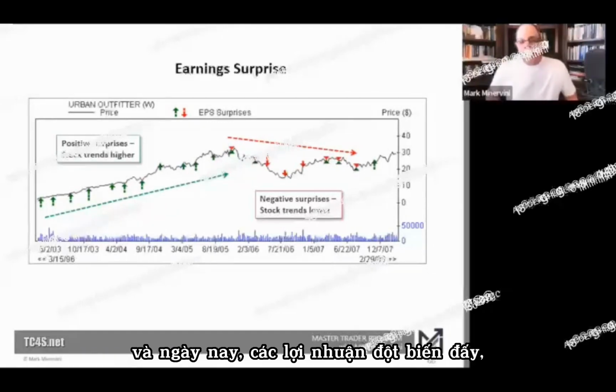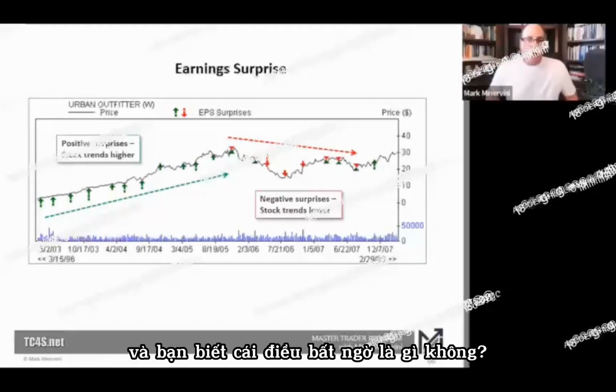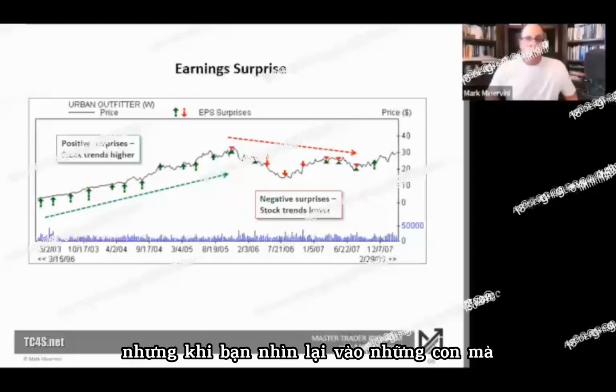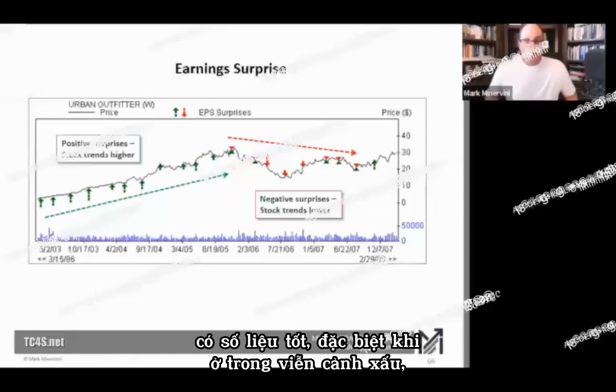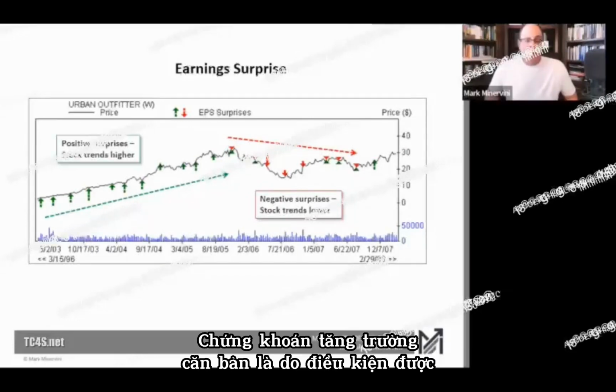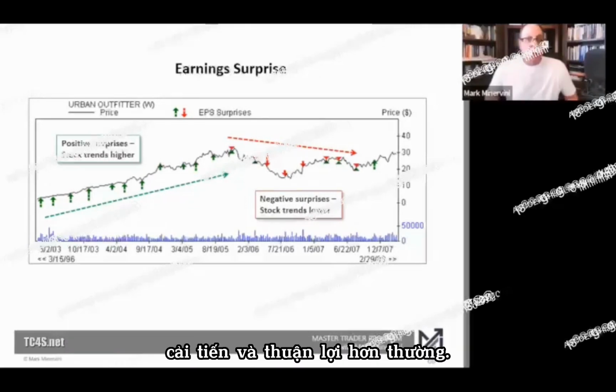And again, nowadays, what is the real surprise? You've got the whisper number. It's not as easy as just looking for a stock that has better than expected earnings. But when you go back and look at the stocks that are performing consistently, especially against a weak environment, you're going to see that there are surprises in there. Stocks move basically because conditions improved and are better than expected in some way, shape, or form.